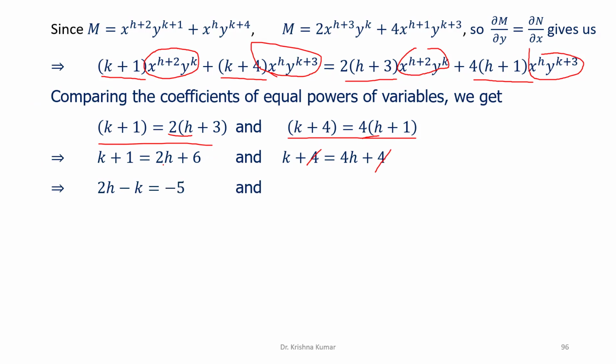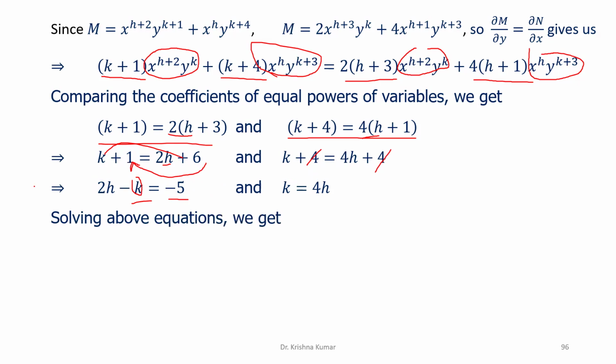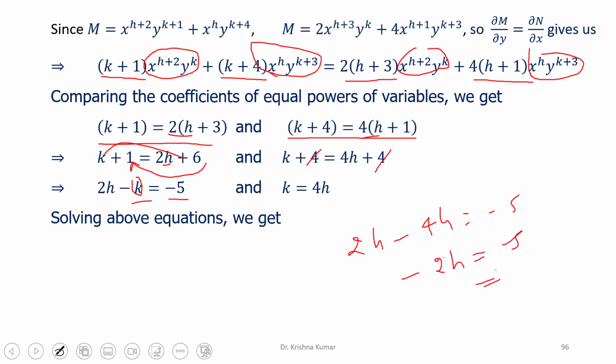k minus 2h, transposing this side, is equal to minus 5, since 1 minus 6 is minus 5, and k is equal to 4h. So if you put k equal to 4h over here, solving the above equations, we have k equal to 4h. So 2h minus 4h is equal to minus 5. So minus 2h is equal to minus 5, which gives us h equal to 5 by 2.